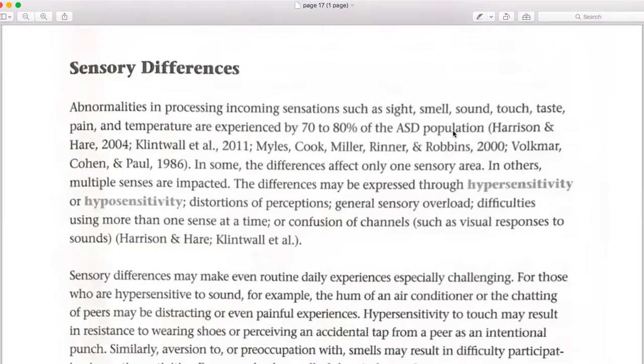So, a lot, most. It's something that we can definitely see, and it is part of the Oregon eligibility criteria as hyper or hyposensitivity to sensory stimulation. In some, the differences affect only one sensory area. In others, multiple senses are impacted. The differences may be expressed through hypersensitivity or hyposensitivity, distortions of perceptions, general sensory overloads, difficulties using more than one sense at a time, or confusion of channels, such as visual responses to sounds.